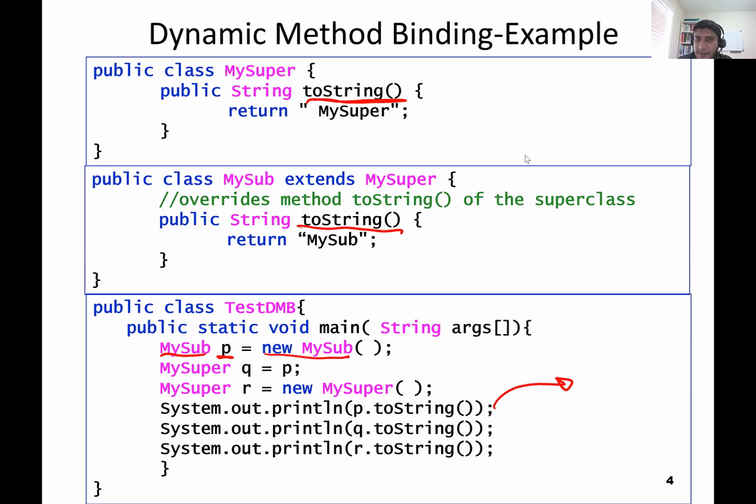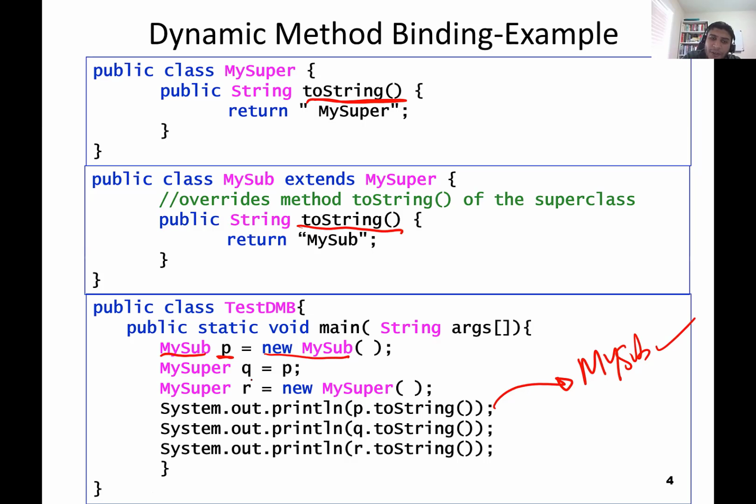My sub, right? That's very simple. It has nothing to do with inheritance at all. You have just a class that you are defining an object out of, a reference of the same type, and you print it. So it gives you my sub. Perfect. So that's easy. Let's start to complicate things a little bit.